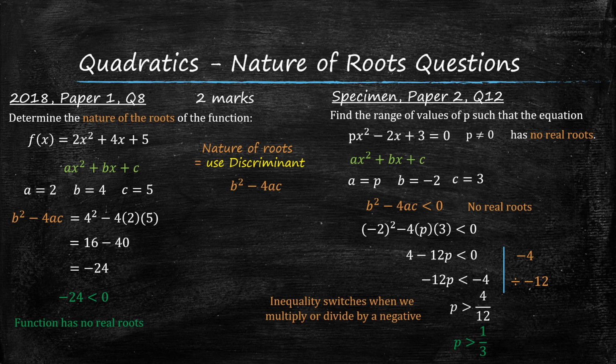is less than 0 for no real roots to solve for p, while in the previous example we needed to work out the value of the discriminant, determine whether it was less than 0, equal to 0, or greater than 0 to determine the nature of the roots. So when you see the word roots within a question, nature of roots, no real roots, has one real root, think to yourself, I will need to use the discriminant b squared minus 4ac to answer this question.